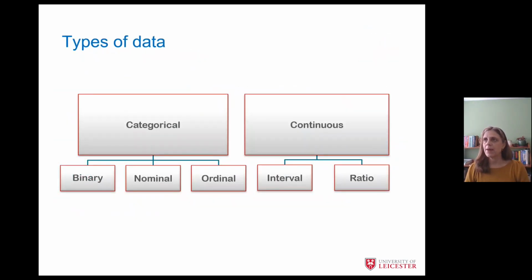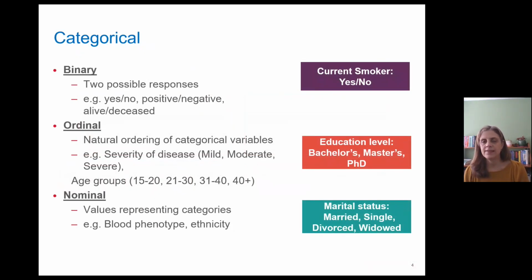So if we start by thinking about the types of data that you're going to come across during your research career, there's broadly two main types, which are categorical or continuous data. And within those, there's a number of different subgroups. So for categorical data, what we're thinking about really is data that falls into categories. So it'll be some characteristic of a population or group that naturally falls into categories when you're describing it.